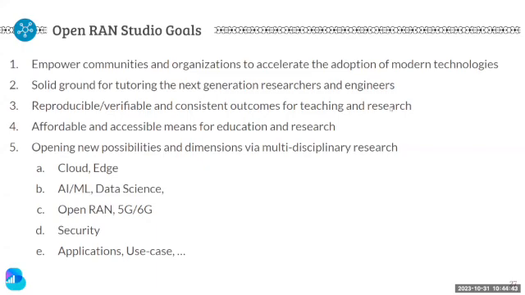In research, there has always been a problem with reproducibility and verifiability of the outcome. One of our objectives is to make sure that the research and the results produced by one researcher can be reproduced by other researchers. And this is realized throughout the platform. Also, we would like this platform to be an affordable and accessible means for education and research, opening new possibilities and dimensions via multidisciplinary research. That means we are combining edge cloud, data centers, AI, ML, data science, Open RAN, 5G, 6G, security, and applications, and that will open up dimensions and possibilities for combining different domains together and doing multidisciplinary research.